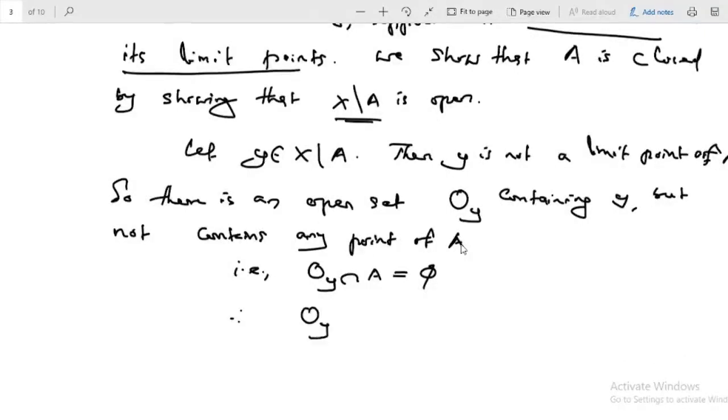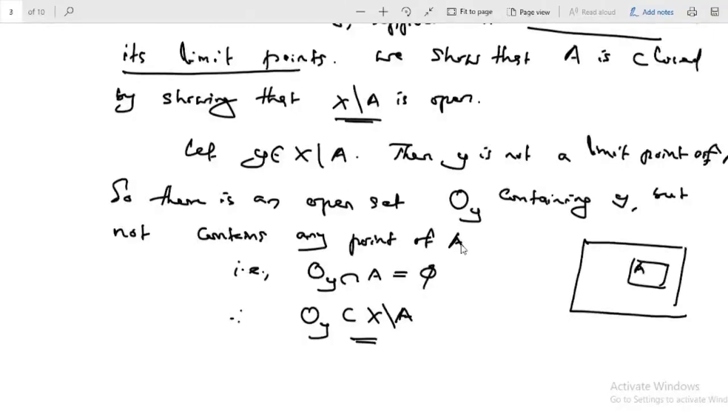OY is a subset of X difference A. That is, there is an open set containing Y that is a subset of X difference A. Or, to put it another way, if we take the points of X difference A, then for any Y we take, we get some open set OY subset of X difference A.